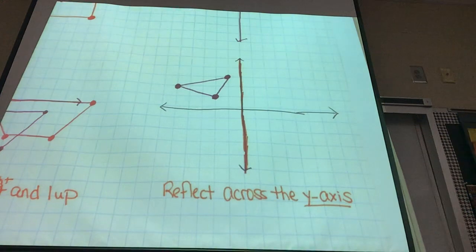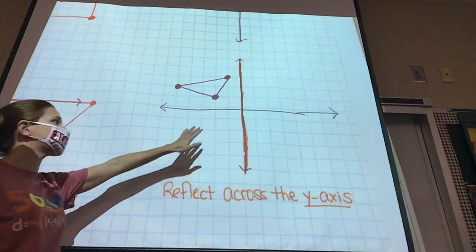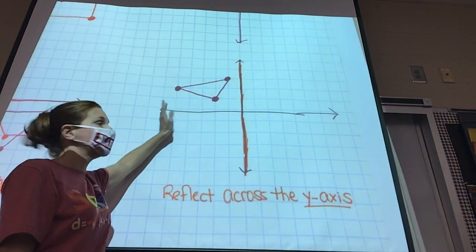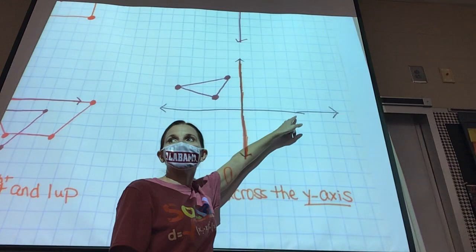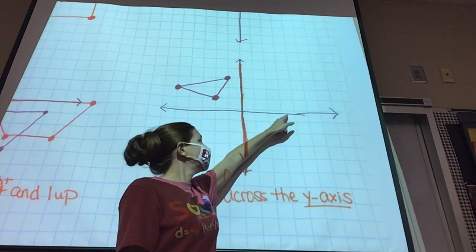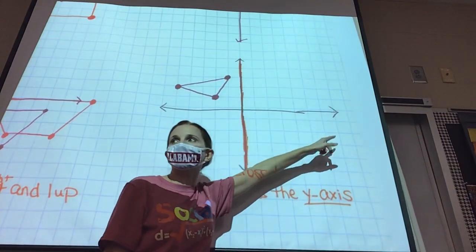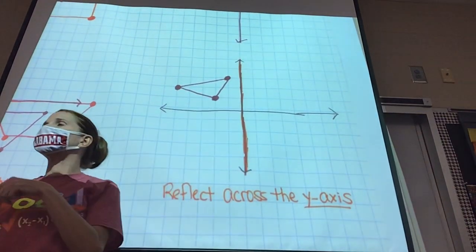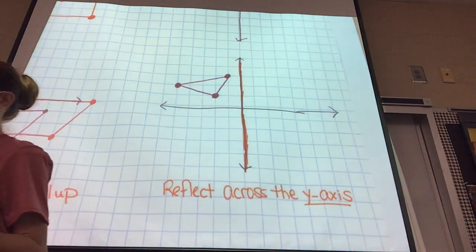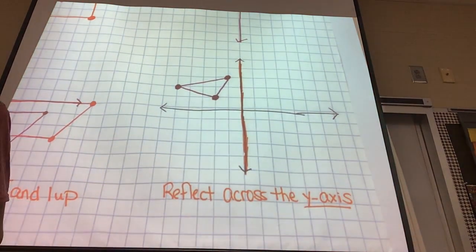Now, what happens is every point stays exactly where it is, same line, but it's now going to be on the other side. So if it's 2 places on this side of the line, it's now 2 places on that side. If it's 7 places over here, it's now 7 places over there. All you're going to do is count to the other side of the line. So that's what I'm going to do.